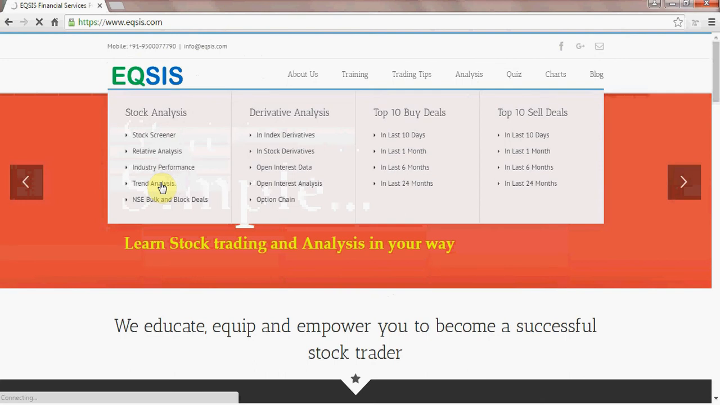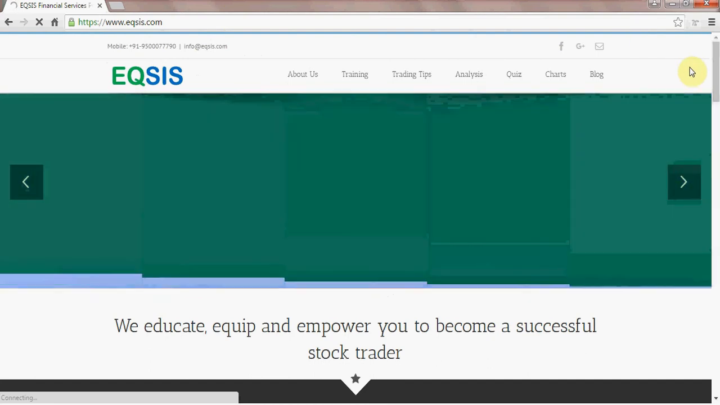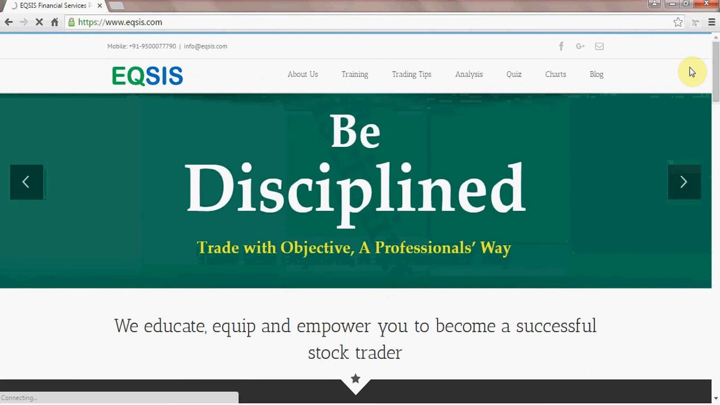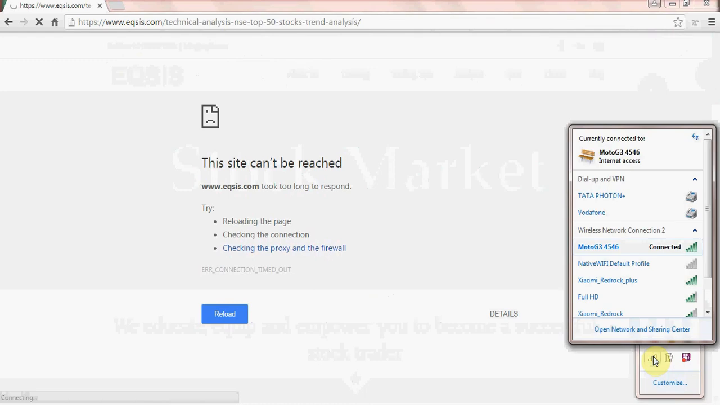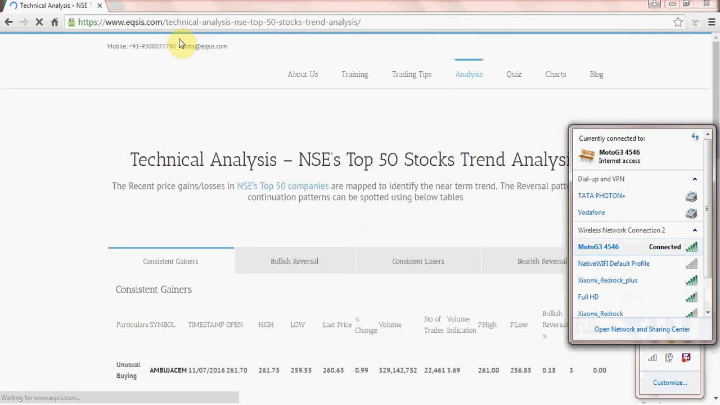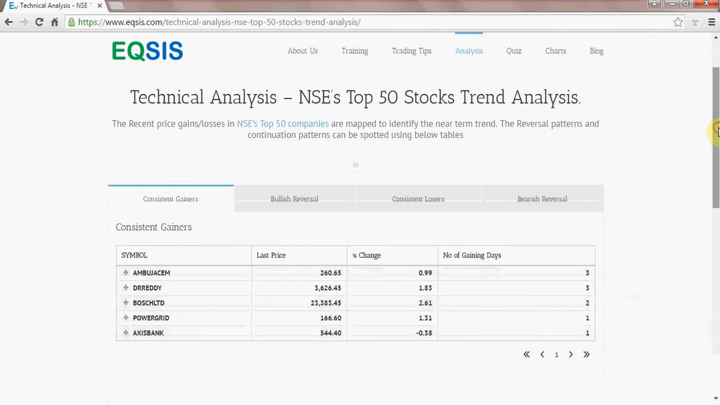So I just get into the trend analysis screen. If I open the trend analysis screen, it's going to take me through this interesting page. I think it takes time for us to get into it. Probably this site is down now. No. Okay, it's just logged in. Okay, ensure that you allow the page to get loaded properly.